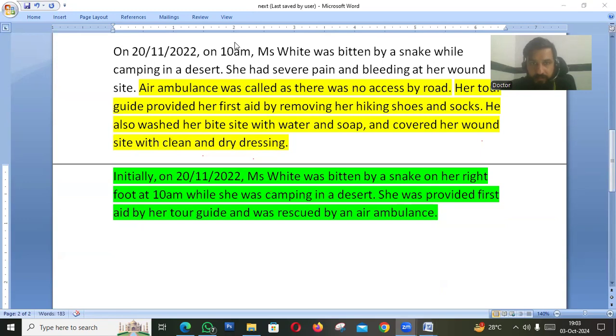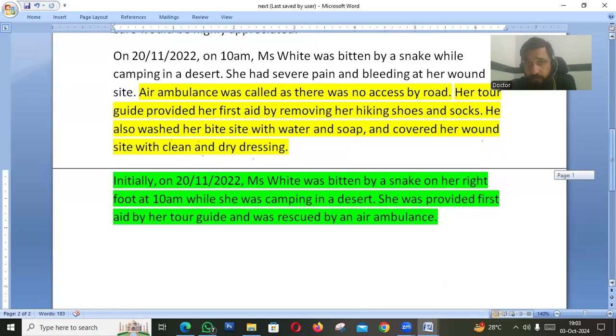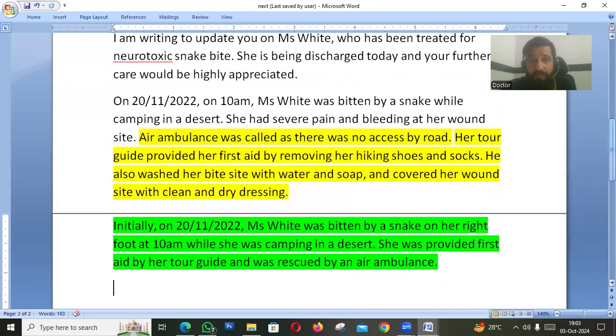Initially, on 20th 11, 2022, Mrs. White was bitten by a snake on her right foot on 10 a.m. while she was camping in a desert. She was provided first aid by her tour guide and was rescued by an air ambulance. Okay. Is it well organized, concise, to the point? Yes or no? Yes, sir.